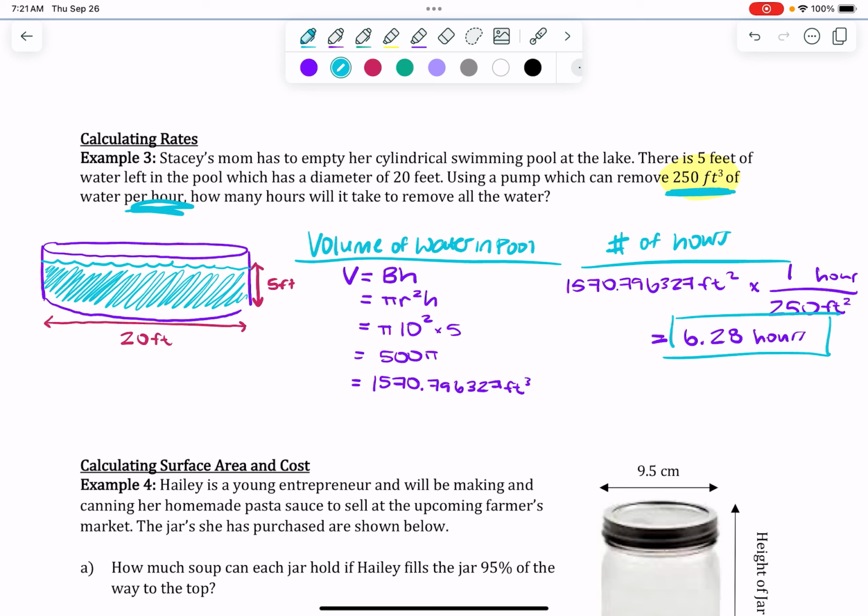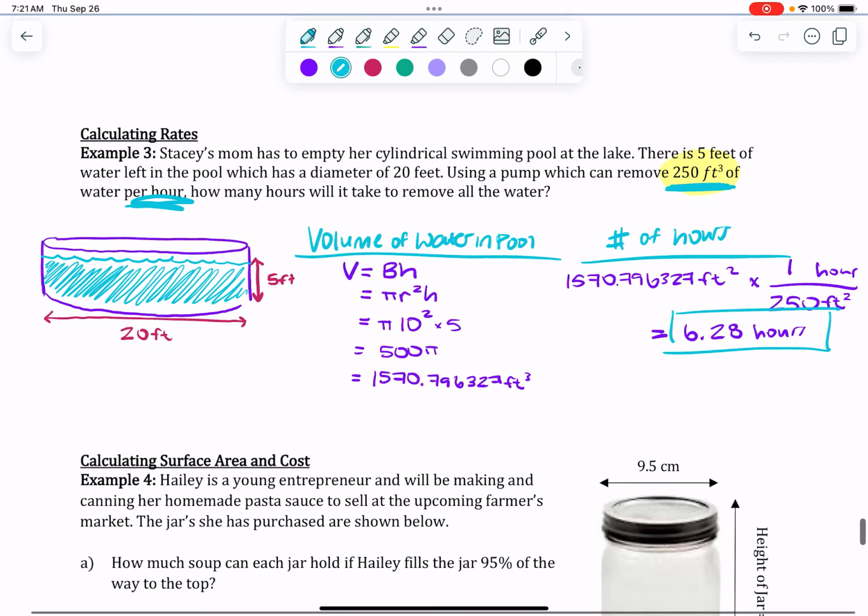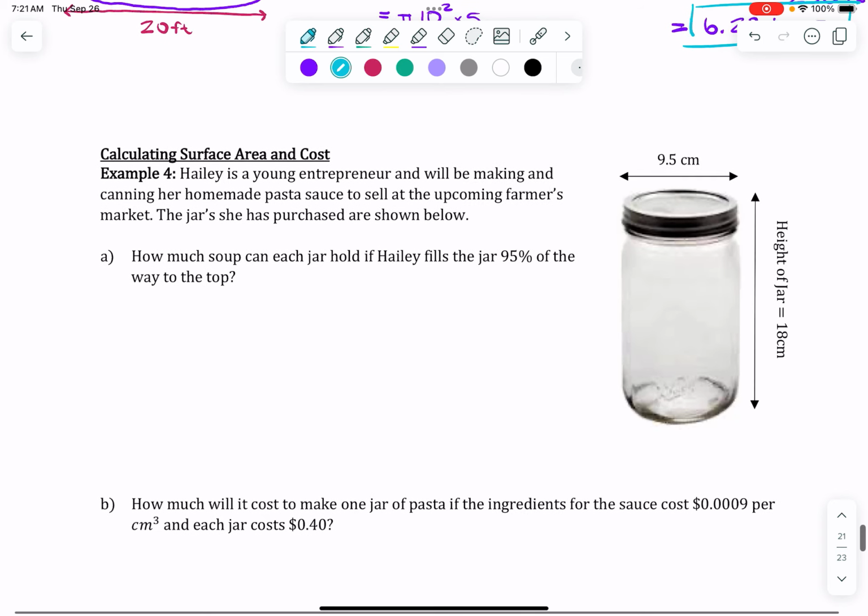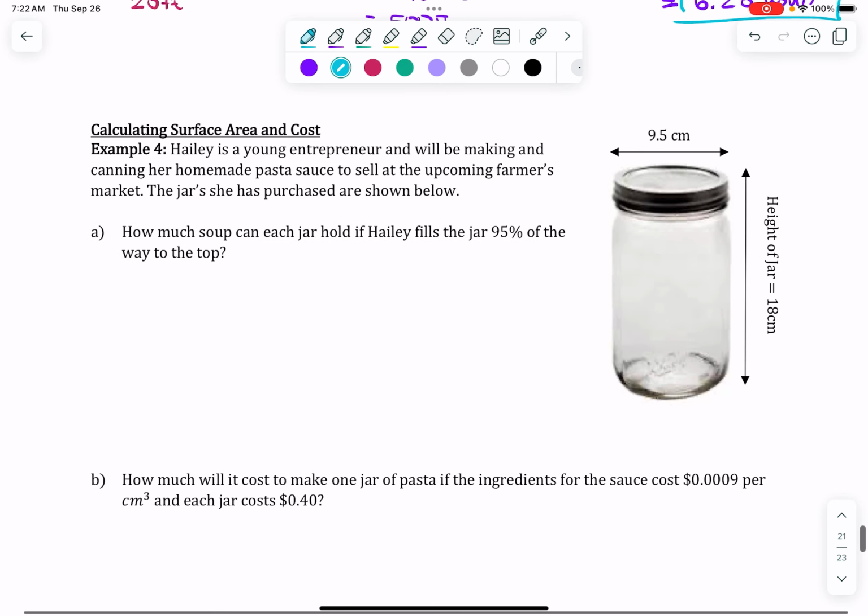Okay, last question. Last question is about Haley. She's a young entrepreneur and will be making and canning her homemade pasta sauce to sell at the upcoming farmer's market. The jar she's purchased is shown below. How much... Oh my gosh, it's a soup. Well, sauce is kind of like a soup if you were trying to classify it as soup, salad, or sandwich. This should say sauce. Sorry.